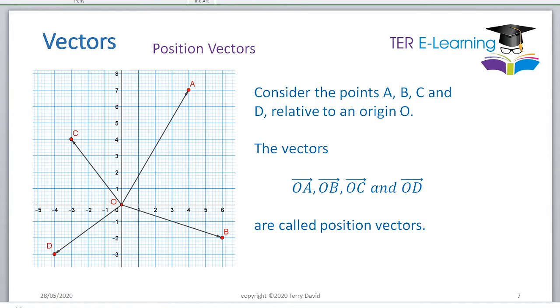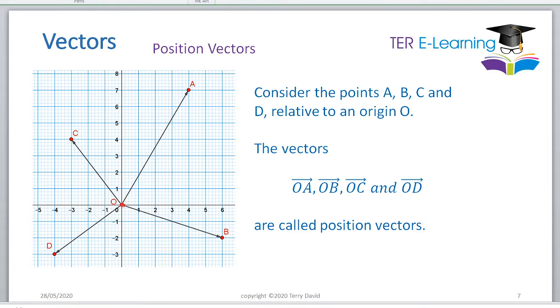So we have something called position vectors, right? Now, position vectors are vectors relative to our origin on a graph. When you're drawing a graph, you have your x-axis and your y-axis, and where those two intersect, that point is called my origin. That's this point here.